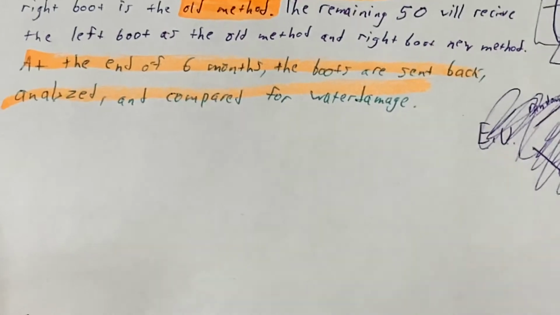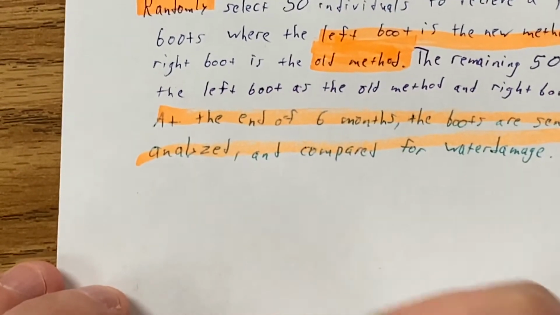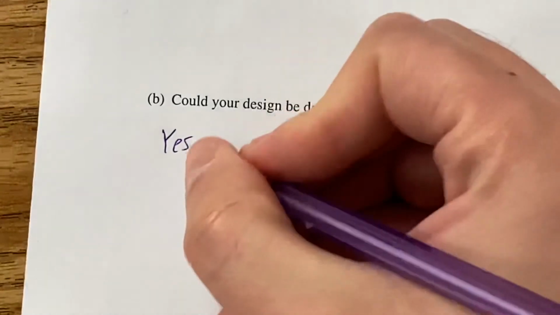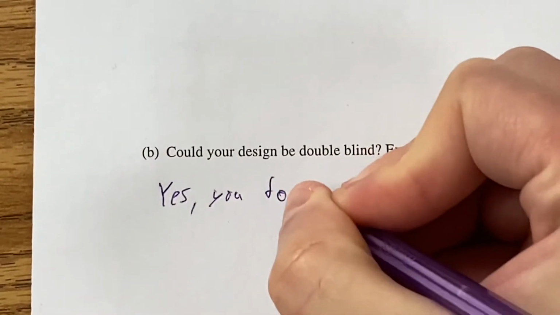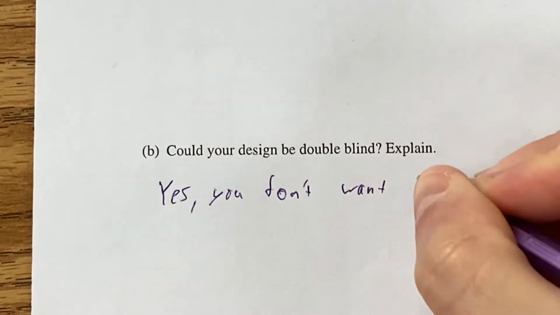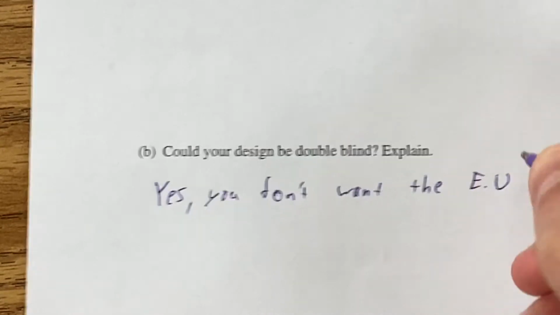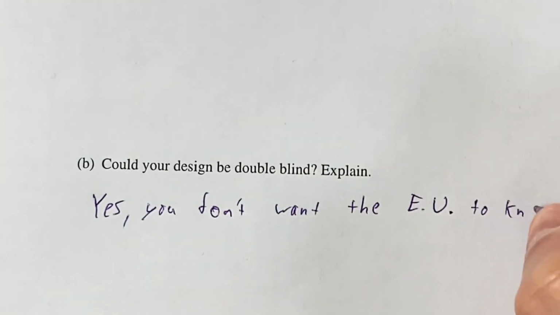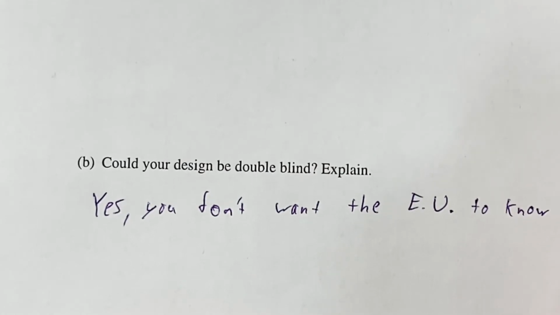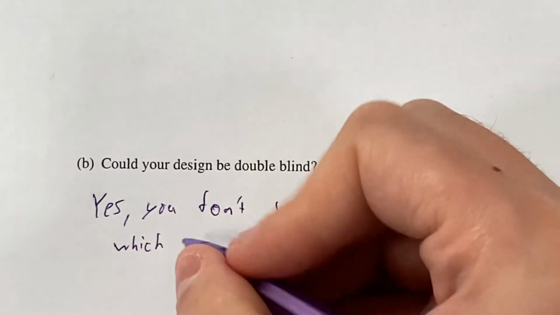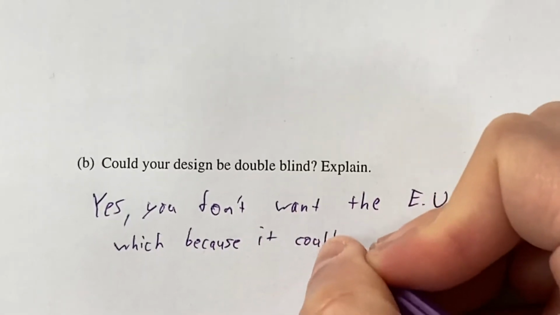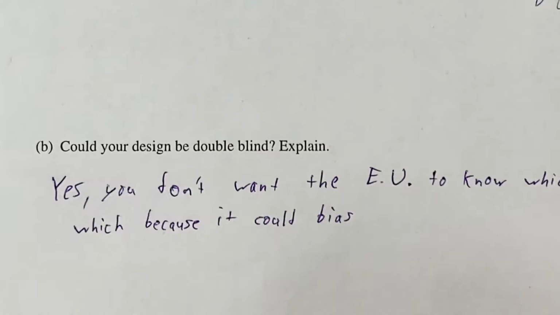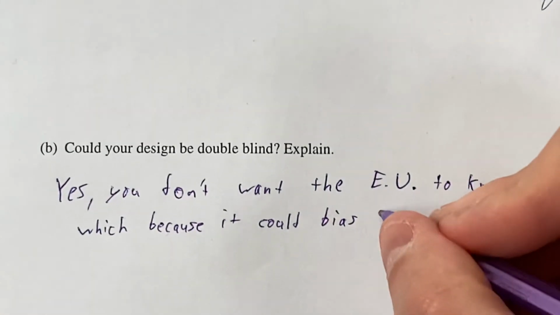So could you double blind it? First of all, we're going to write the word yes. Don't just go into an explanation, but in fact, write the word yes. Explain. You don't want the experimental units or individuals, whichever, to know which boot is which because it could bias, I don't know, their use of the boot.